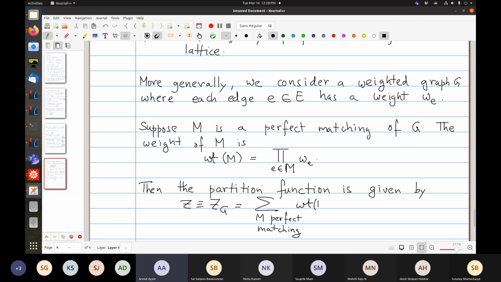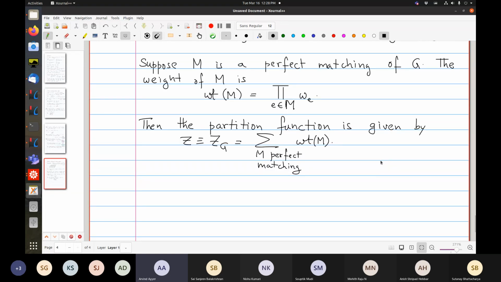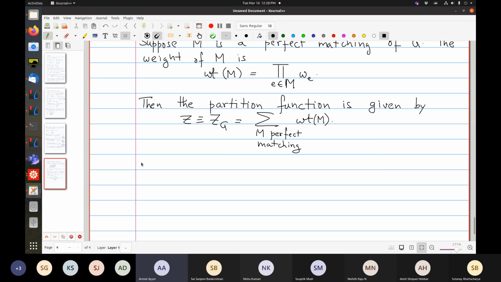Weight of M. Okay. So if all the weights were 1, you would get a contribution of 1 to each perfect matching, and this will just give you the number of perfect matchings. So the aim is to calculate Z. Okay, this is what we want to do.